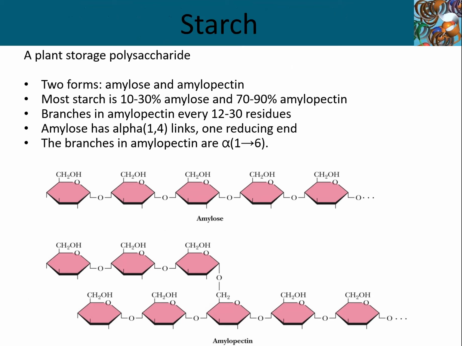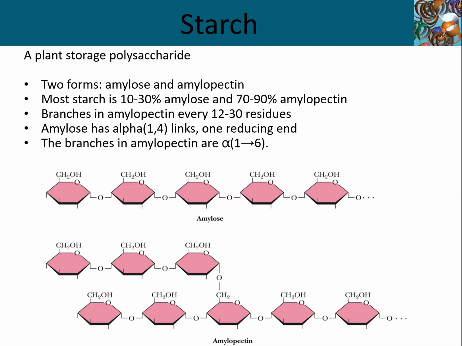So starting right off the bat with starch. Starch is plant energy storage. And there's two forms of starch. You have your amylose and your amylopectin. And most starch, these are broad generalizations, there's always going to be changes to this, varying from organism to organism. But most starch is 10 to 30% amylose and 70 to 90% amylopectin.